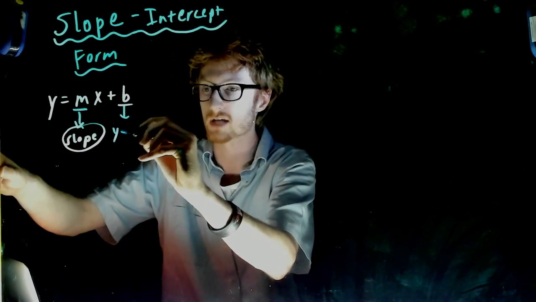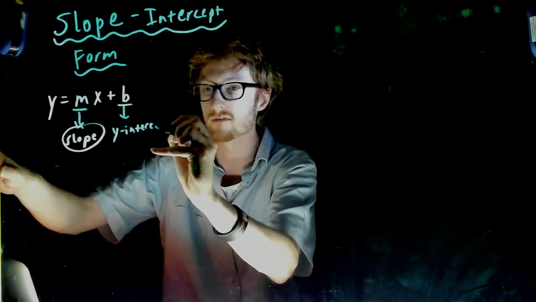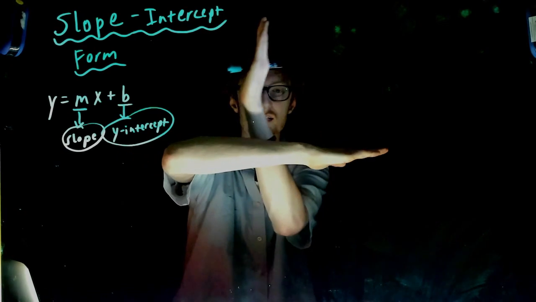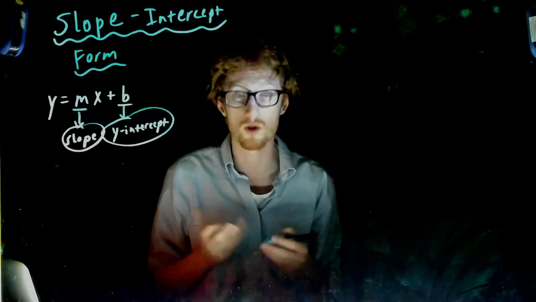That's the y-intercept. Now remember when we have a graph, we have an x and a y-axis. So our x-axis is this one, our y-axis is this one. So it's wherever the line crosses over with this axis. That's what a y-intercept is.